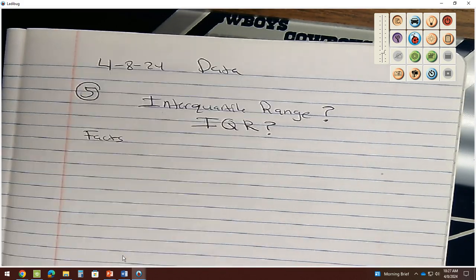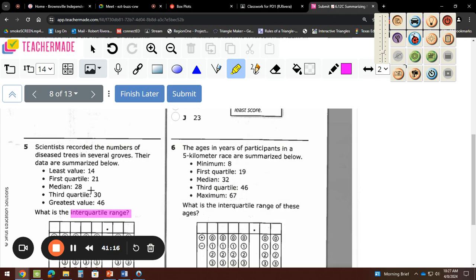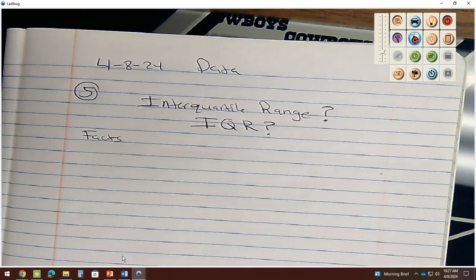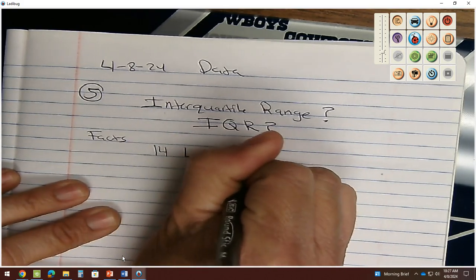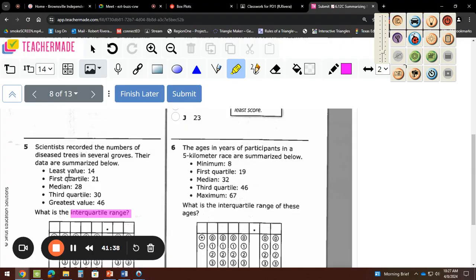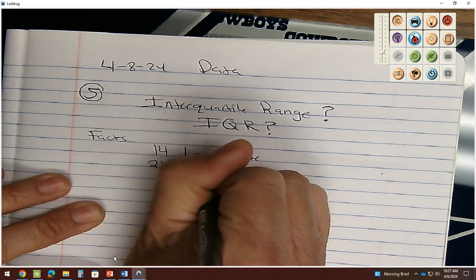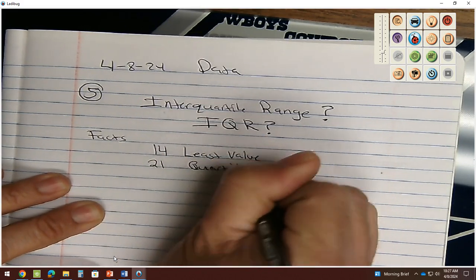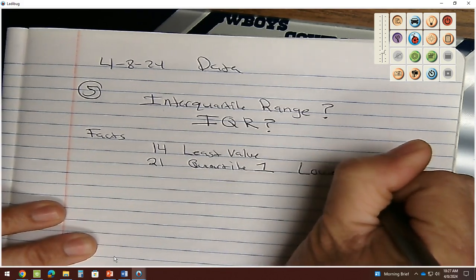What's the next thing that I want? Facts. So now, the facts is that they told me that the least value is 14. So they didn't really give me data. They're already telling me, hey, you know what? 14 is the least value. Yes? Then they told me that, ¿qué más me dijeron estos? ¿Qué más me dijeron? The first quartile is 21. Okay. So 21 is quartile 1. Which we call lower quartile since you're 1.